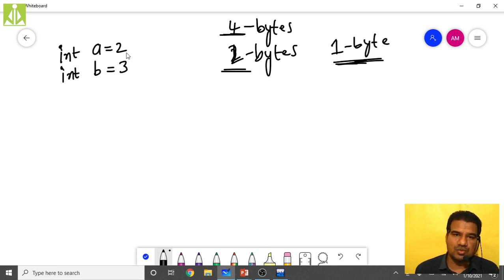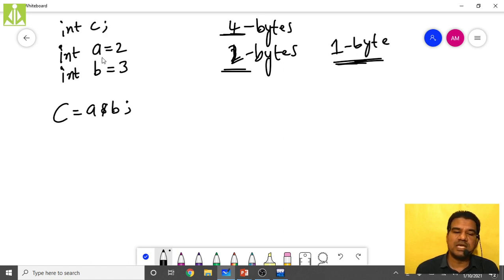So a as 2, how will it be stored? If you perform C is equal to A & B, you are performing bitwise AND here. What will be the result that is stored inside C? First, the bitwise operator will convert the A value into binary, the B value into binary, and do the bit level operation, and the binary result you get it will store in decimal, because int C is also declared as an integer.